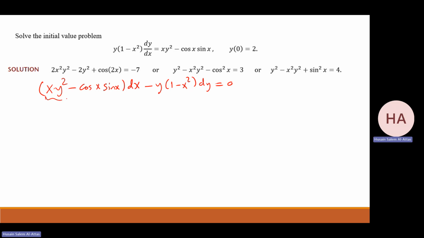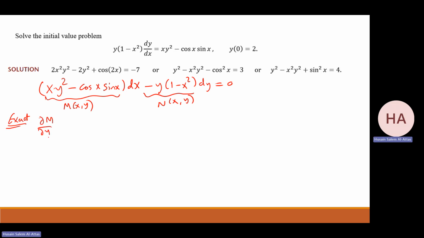Okay, so this is my M, and this is my N with the minus sign. You take it as is. Okay, so let's start with check, is it exact or not?